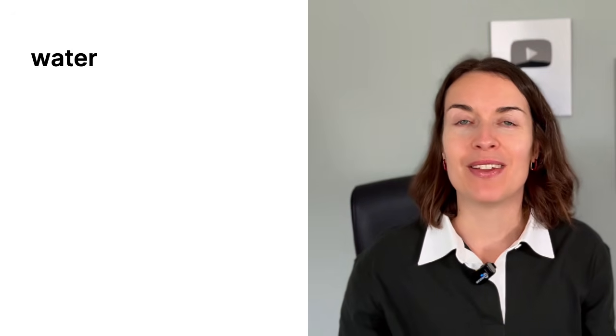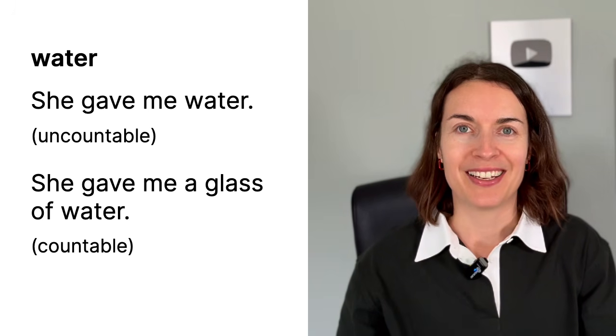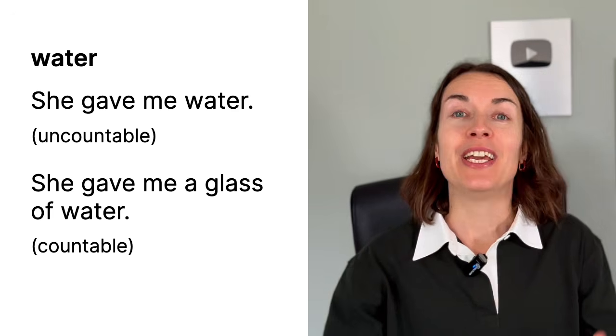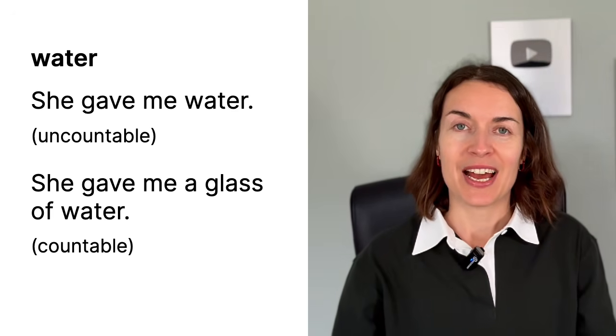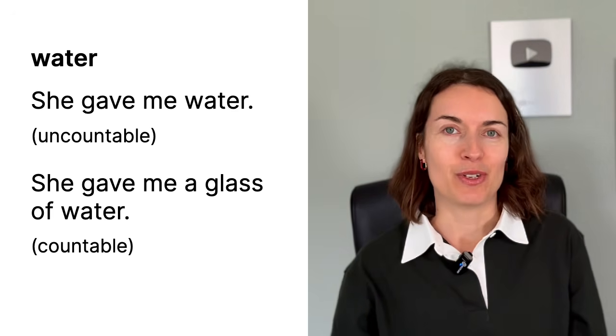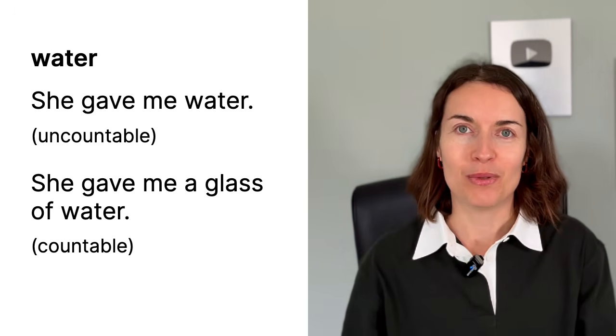It's the same with words like water. She gave me water. Water is uncountable, but she gave me a glass of water. In this sentence, a glass is countable. So we've got an article, a glass of water.